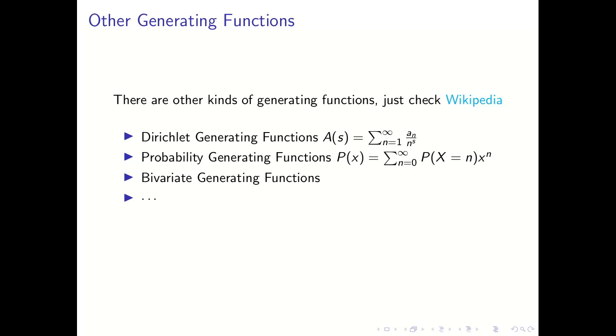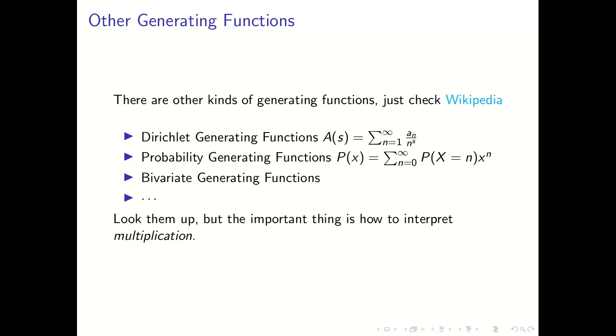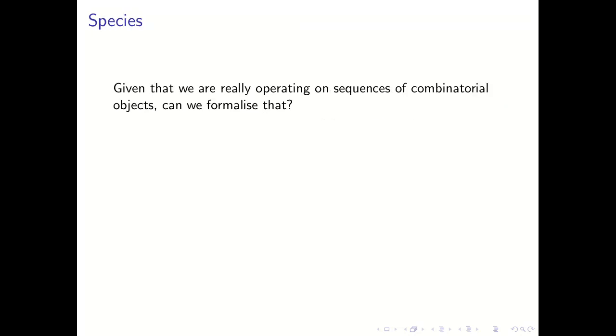You can look them up, but the important thing is how to interpret multiplication. Multiplication for Dirichlet series is interesting because you're summing over divisors. For probability ones, that's like making independent choices from a random variable. And yeah, the main thing is how does multiplication work, and that determines which generating function you should be using in an application. But EGFs and OGFs are the most important ones, at least in my opinion.